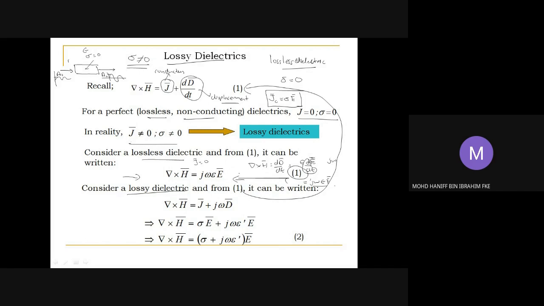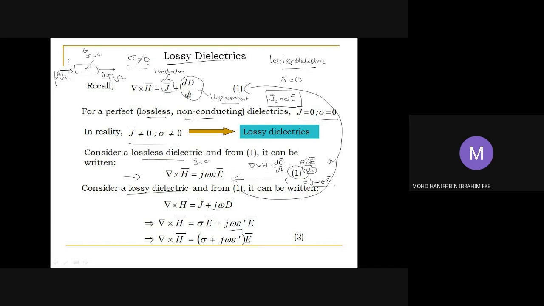So we have the equation curl of H equals to J plus j omega D, and we can write J as sigma E, which is the conduction current, and j omega D is now written as j omega epsilon prime E field. The reason I am using epsilon prime here is that I want to differentiate epsilon prime and epsilon, epsilon for the lossless medium and epsilon prime for the lossy medium. So we are going to differentiate these two permittivities, which is why I use a prime sign for this case.